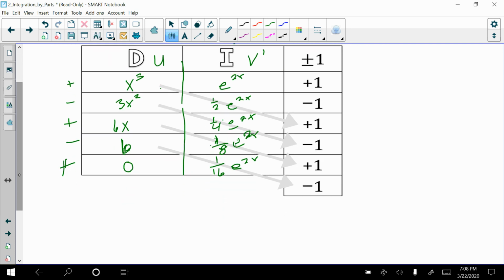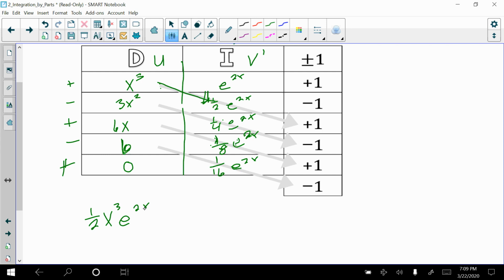Well, what we're going to wind up doing now is we're going to take the expressions and multiply them diagonally. So this x to the 3rd power will get multiplied to this 1/2 e to the 2x power, and so on. And we just take the signs in front of it and apply them as appropriate. So it's like saying +1 times x to the 3rd times 1/2 e to the 2x power. So that will ultimately work out to just be 1/2 x cubed times e to the 2x power.